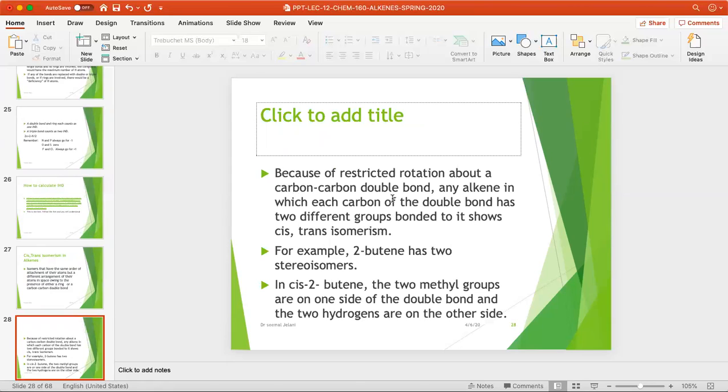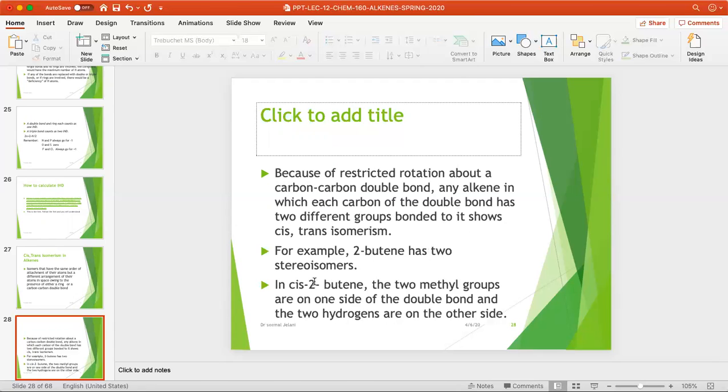Since we know that the rotation around the double bond is highly restricted, carbon-carbon double bond rotation is very restricted. It is not as free as in the alkanes. So any alkene in which each carbon of the double bond has two different groups bonded to it shows either cis isomerism or trans isomerism. For example, 2-butene has two stereoisomers.